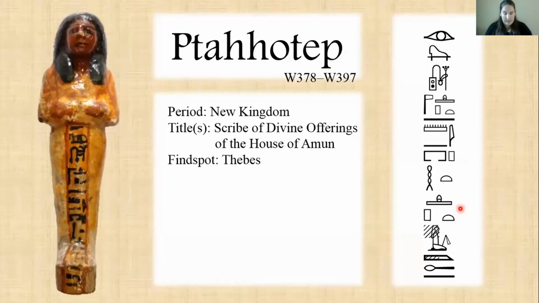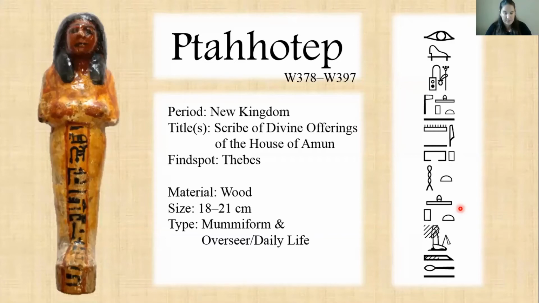Ptah-hotep holds the title Scribe of Divine Offerings in the House of Amun, a title which appears on all 20 figures. These Shabtis are almost certainly Theban, based on both the typology and the affiliation with Amun indicated through the title. The 20 Shabtis of Ptah-hotep represent over half of the wooden examples in the Egypt Center collection.